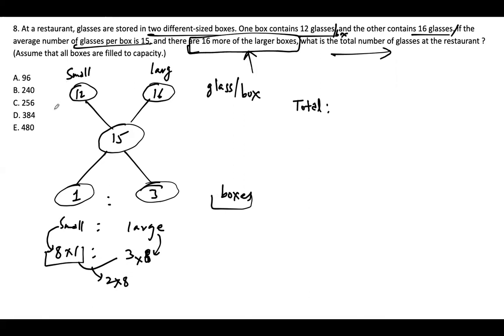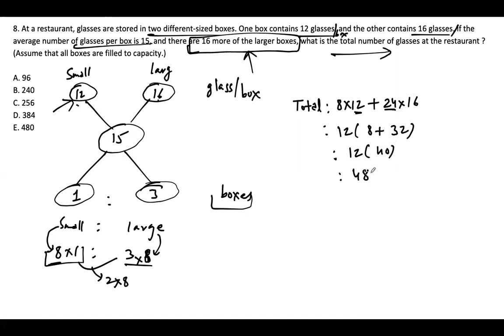One small box contains how many glasses? 12. So 8 small boxes will contain? 12 into 8. Very good. Similarly, one large box contains 16, so 24 large boxes will contain 16 into 24. Taking 12 common, I'll get 8 plus 32, which is 12 into 40, which is 480. I'm more interested in finding these units, as that helps me solve this question properly. Is it clear? Good.